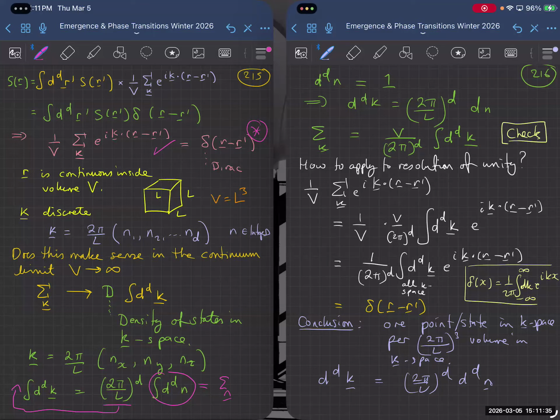All right, now let's see how this applies to the partition function. Should it be R space? One point in K space for 2 pi over L in K space. Yes, well, that (2 pi over L) cubed is not a volume. It has dimensions of 1 over volume. Yeah. Okay. All right. So now let's carry on.